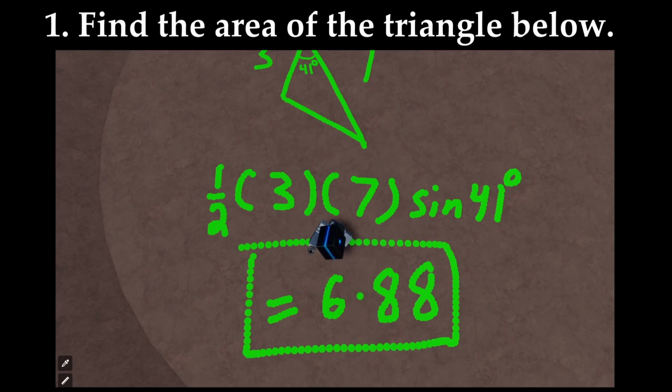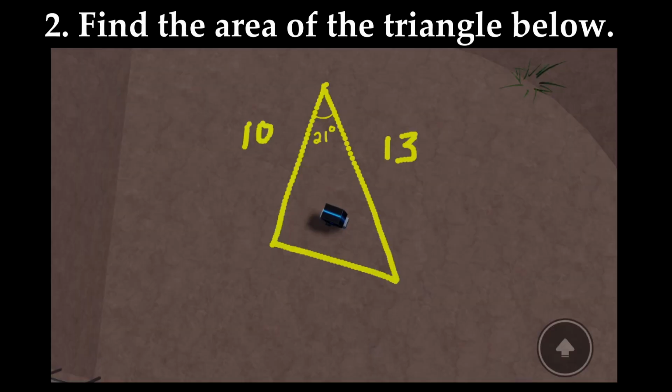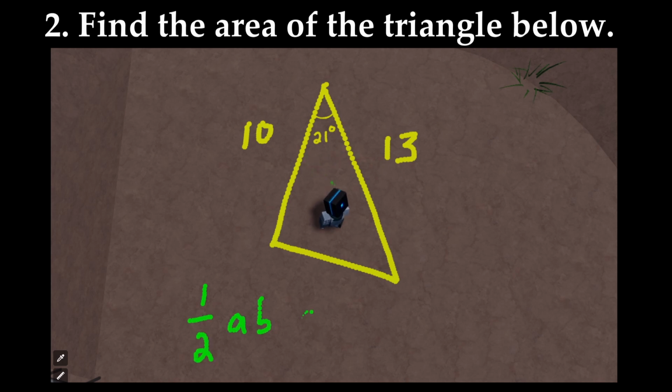Let's see a few more problems just like this to reinforce this concept. In this problem, you have a triangle with side lengths of 10, 13, and an angle between them of 21 degrees. Let's recall the formula that will help us find the area of this triangle. Remember, that magic formula is 1/2 A, B times the sine of C, where C is our angle. Let me be more clear than in the first problem. I'll label A, B, and C directly on this triangle.